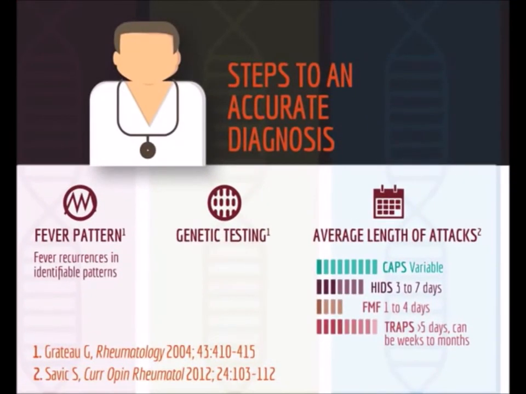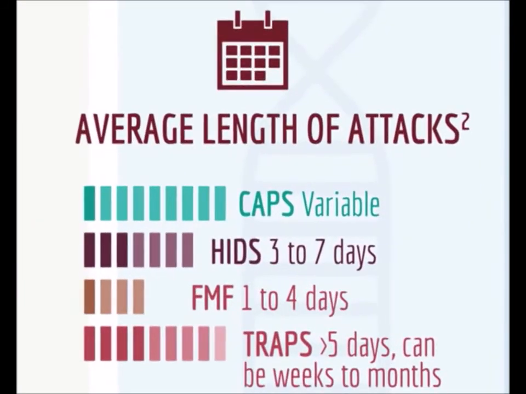To achieve an accurate diagnosis, a number of steps need to be taken, including genetic testing and monitoring fever patterns and the average length of attacks. Attacks can vary across the syndromes, from 1 to 4 days in patients with familial Mediterranean fever to potentially weeks or months in TRAPS patients.